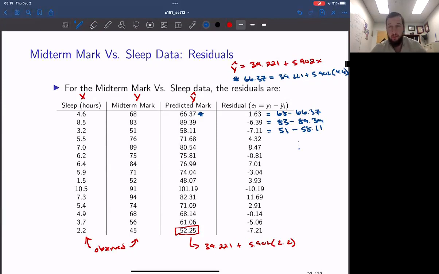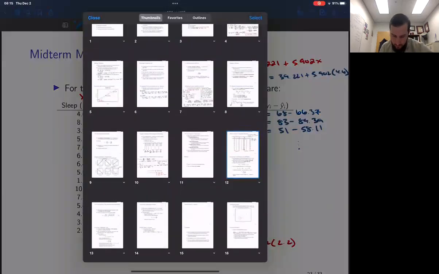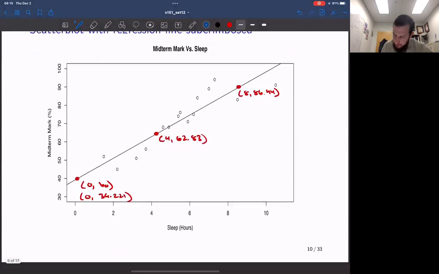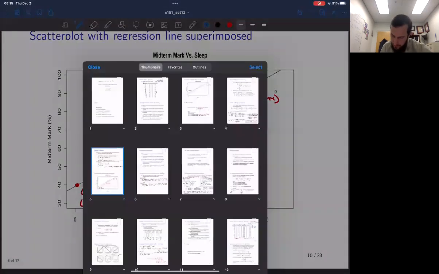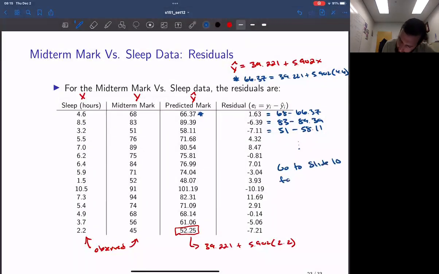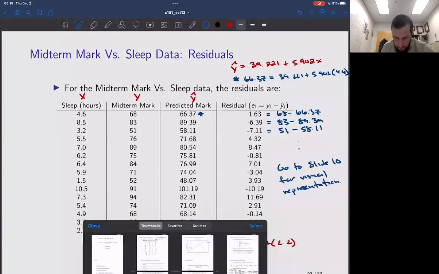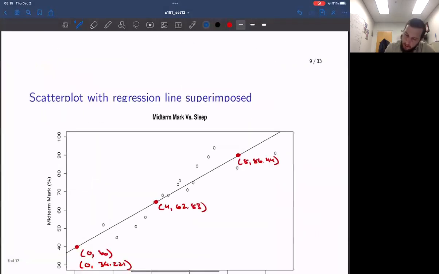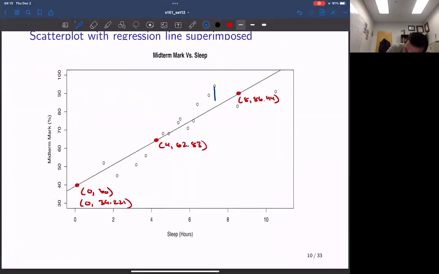So if you think back to the scatter plot that we have of our data set with the superimposed line, that was on slide 10. Go to slide 10 for a visual representation. Okay, so if you head back to slide 10, basically the difference between the point and the line is the residual. So every single observation has a residual.